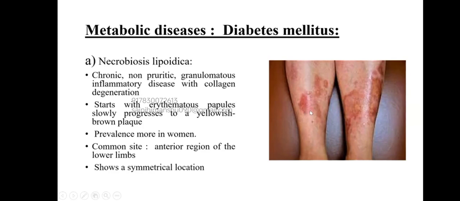It starts with erythematous papules and later they grow into a plaque, and it is very common in females, and the commonest site is the anterior region of the lower limb. Shin is the common area of affliction, and it shows a symmetrical distribution. It's a very characteristic feature. If it is symmetrically seen in the lower limbs, definitely we have to consider diabetes mellitus, and we have to manage the main cause illness also.